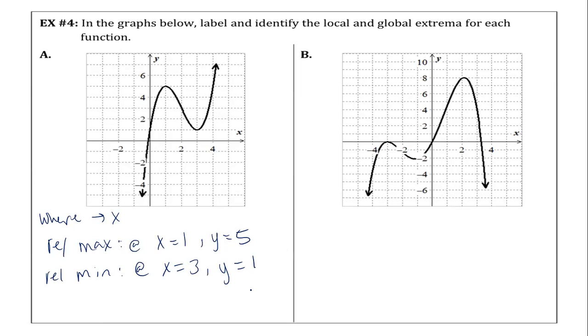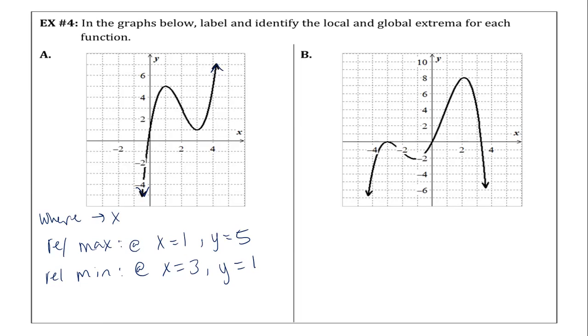Do I have an absolute max? Do I have an absolute min? And why do I not have an absolute max or min? Because it goes on forever. Do we see that? We're okay with that?